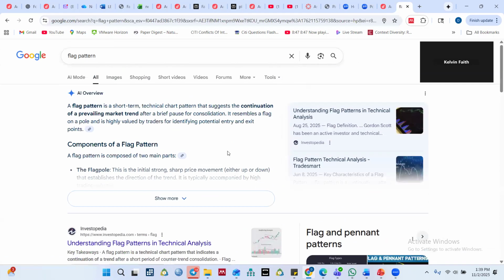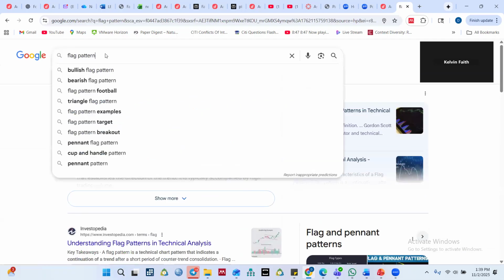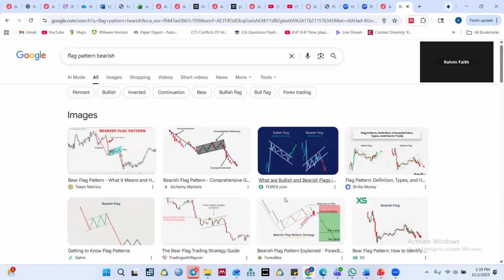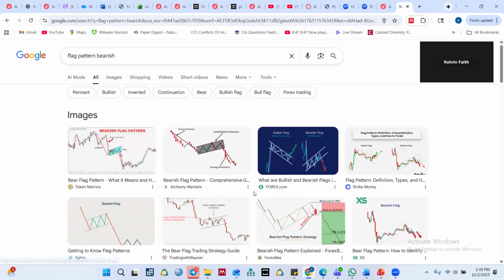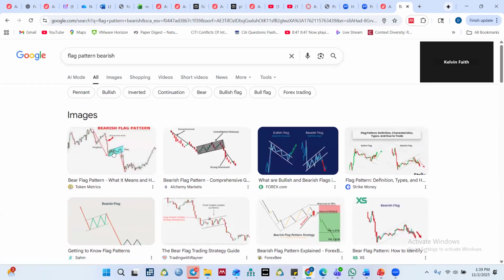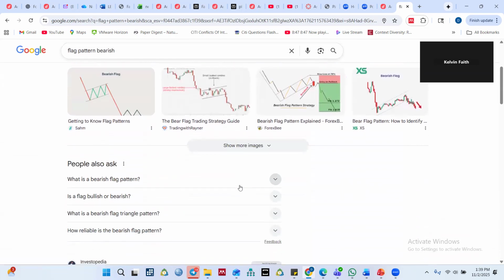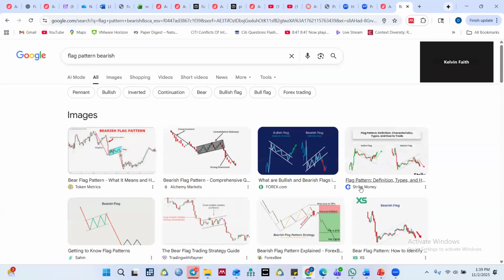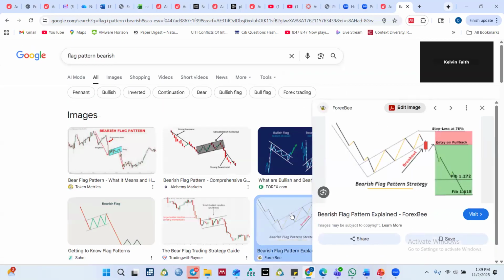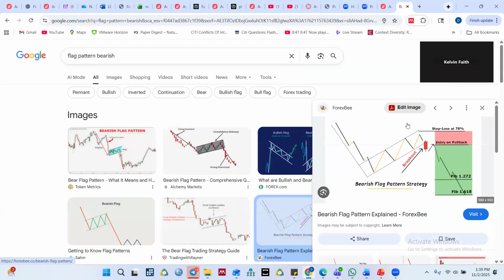Let's see. Bearish. Okay, so these are some of the examples of a bearish flag. I want to get a very correct one to show us. Okay, is it not like this? Price drops down, but now pulls up.